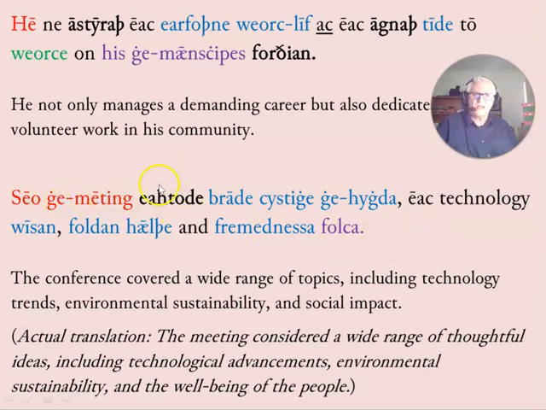So subject, conjugated verb, direct object here, which is a wide range of topics, and that's in the accusative, and then comma, also technology trends. The trends there is in the accusative because it's covered. See, this meeting has covered this, it's covered this, it's covered this, it's covered this, and hence they're all in the accusative because they're all direct objects of this verb, covered. All right, let's move on.